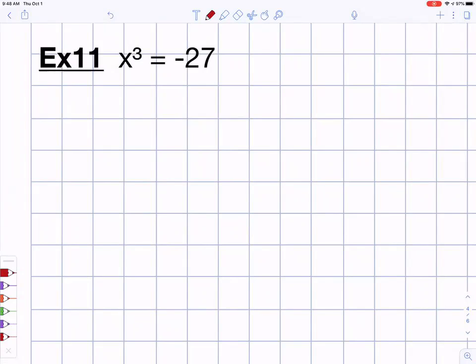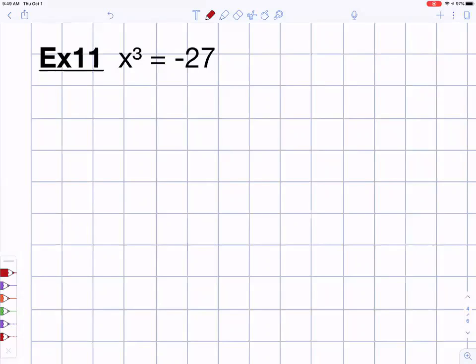So number 11's funky. Okay, I'm going to bring some knowledge that you had to learn back in Math 101 and Math 102, but students always forget it by the time they get to Math 110. So I will remind you how to do this one.